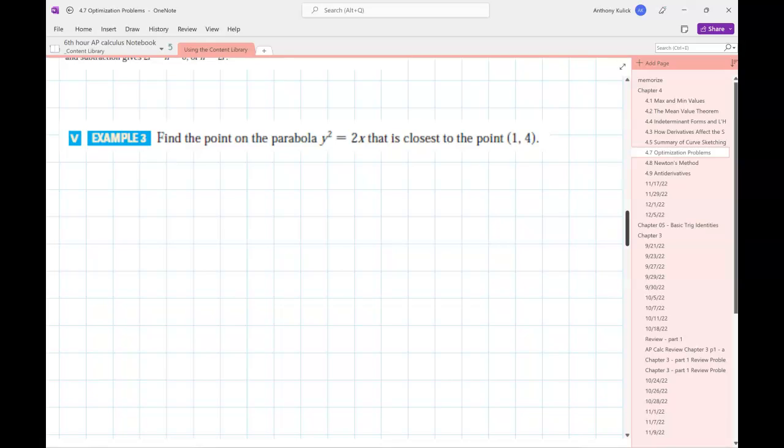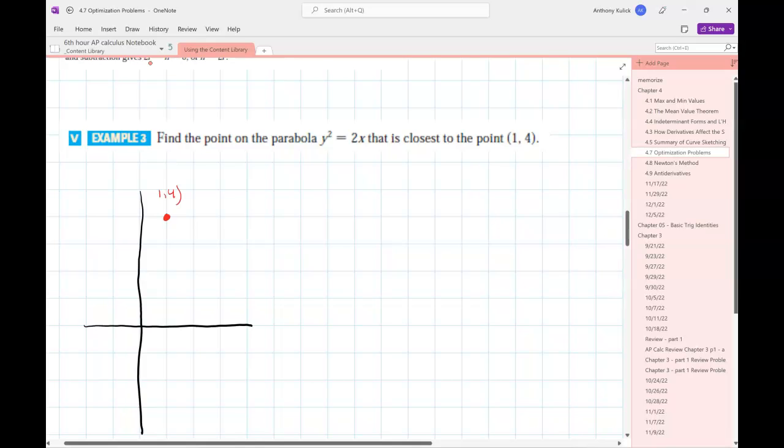Find the point on the parabola y squared equals 2x that is closest to the point (1, 4). Okay? I'll just call this the point A or something.